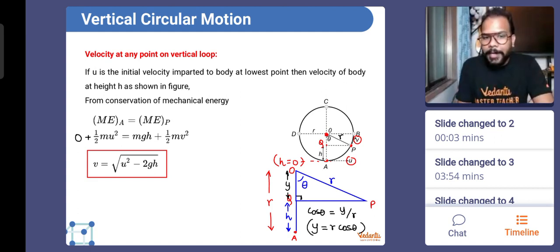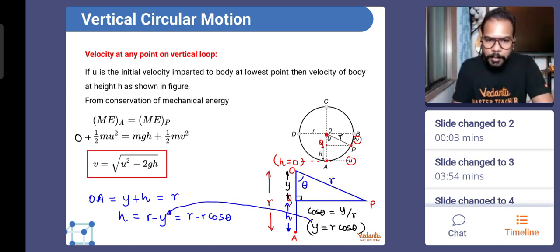Very good, very good. And look at OA. Can I say OA is basically Y plus H? Yes, everyone. Y plus H. And what is OA? Is it equal to R in itself? OA itself is the R value, so what will H be? R minus Y, right, everyone? That means R minus R cos theta. Are you all getting it or not? Getting it right? I put the value of Y as R cos theta. H comes out to be R into 1 minus cos theta.